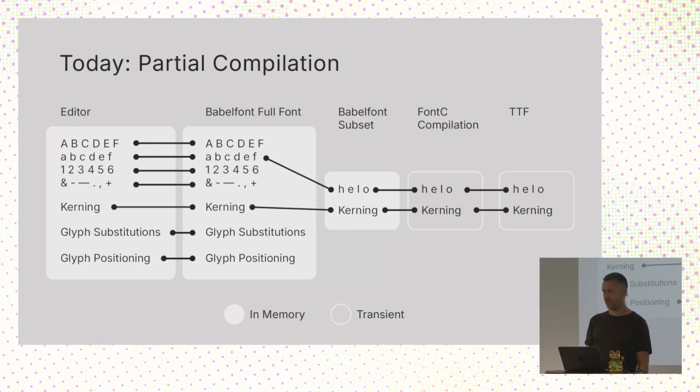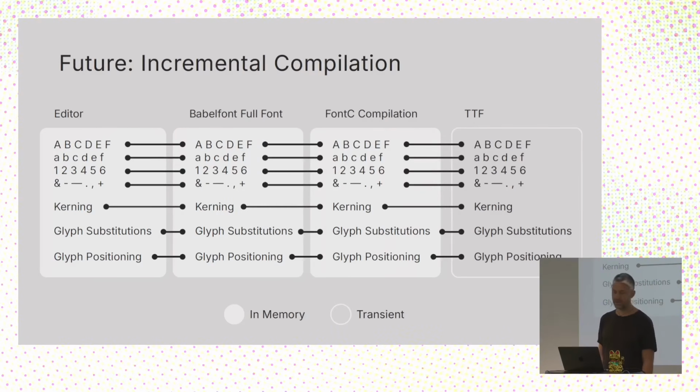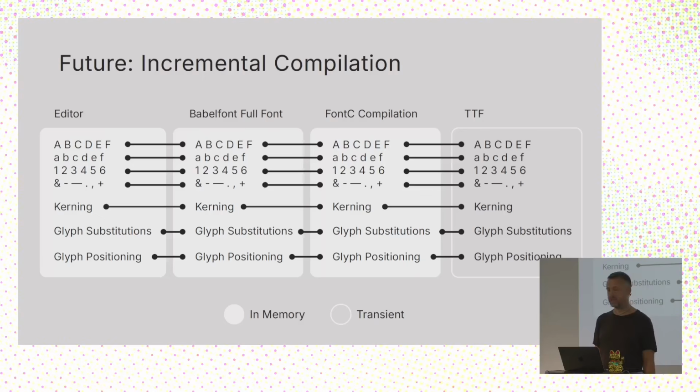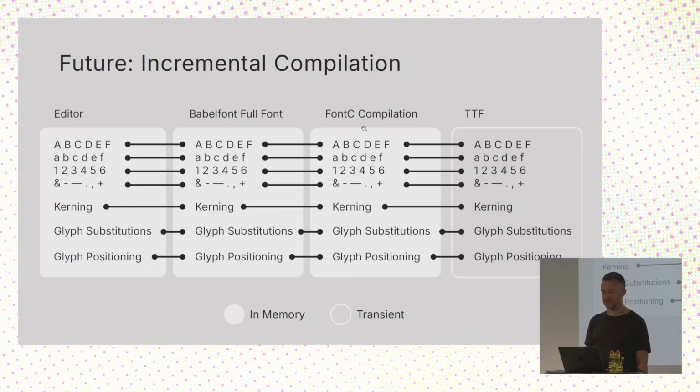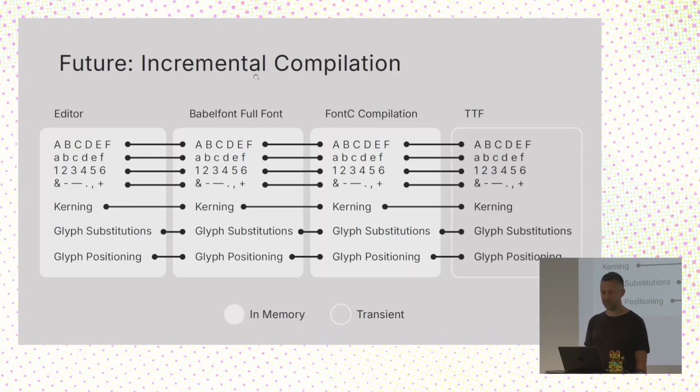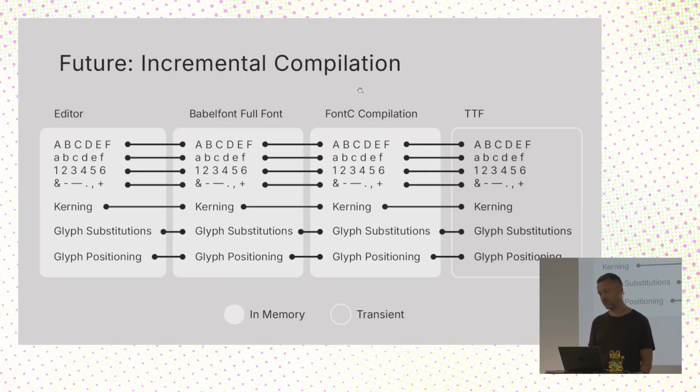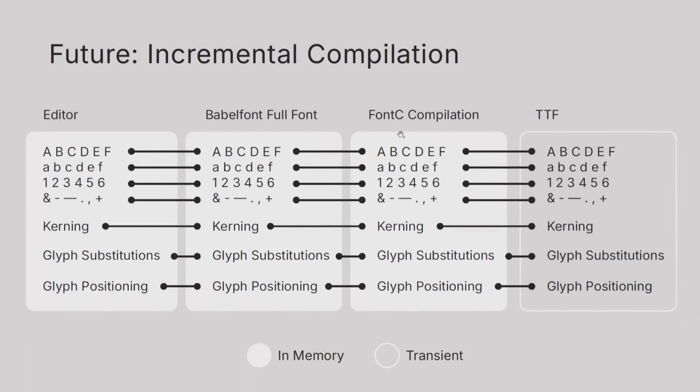In the future, what I want to achieve is to have FontC stay in memory and build a full, what I call incremental compilation, where all of FontC stays in memory and only recompiles one glyph, or only recompiles the kerning OpenType feature, or only whichever part is currently being edited, with the entire rest of the font staying in memory, and therefore compilation being ultra fast, even faster than it is now.